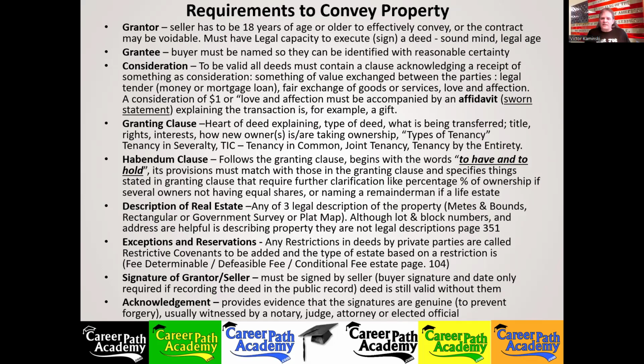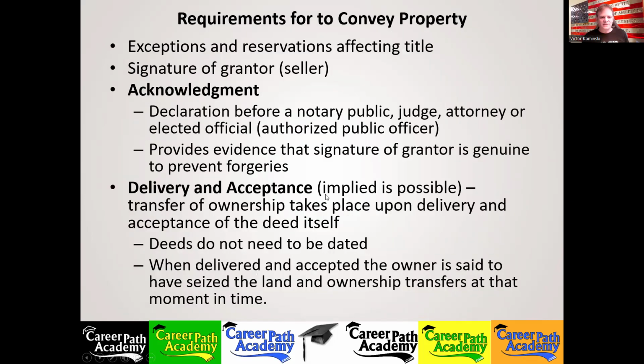So you see how this slide has some pretty clear, straightforward explanations, a little bit better than what the book offers. So we'll see what the book offers right now as we do the highlights and notes. All right. So requirements to convey that property, as explained on that previous slide: any exceptions or reservations affecting the title, the signature of the grantor, and an acknowledgement. Delivery and acceptance, implied delivery and acceptance is also possible.